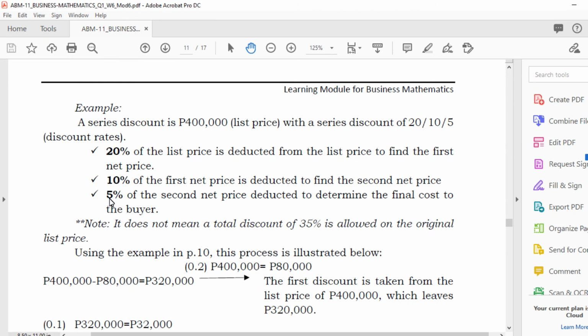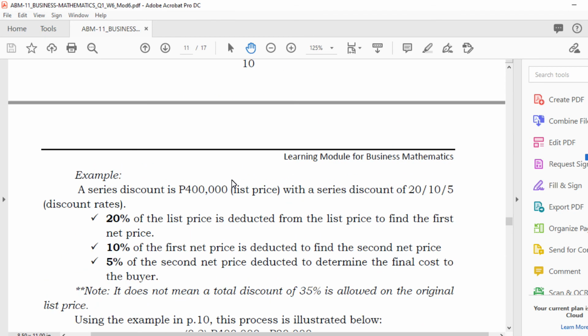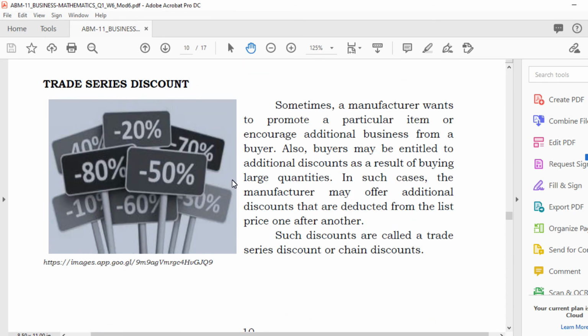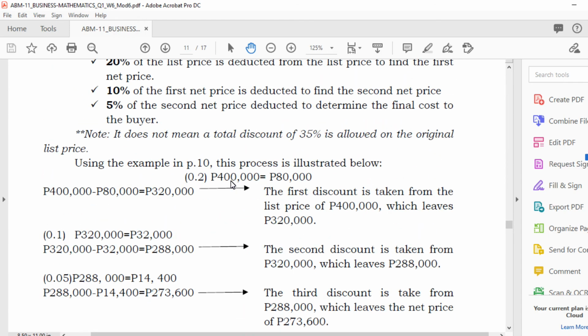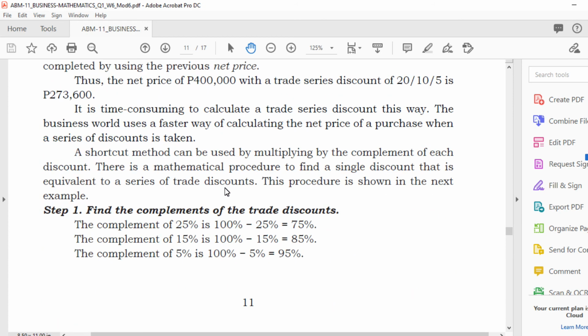May 20%, may 10, tsaka may 5. Lahat yun ay less doon sa amount na binili mo. So, that is the series, trade series discount. Ganun ang ginagawa ng mga malalaking shopping mall minsan kapag doble-doble na yung mga discount natin. Nangyayari yan after the Christmas. Nagkakaroon sila ng mga after sales discounts. So, tingnan natin para mas madaling intindihan. Tingnan natin yung mga steps.